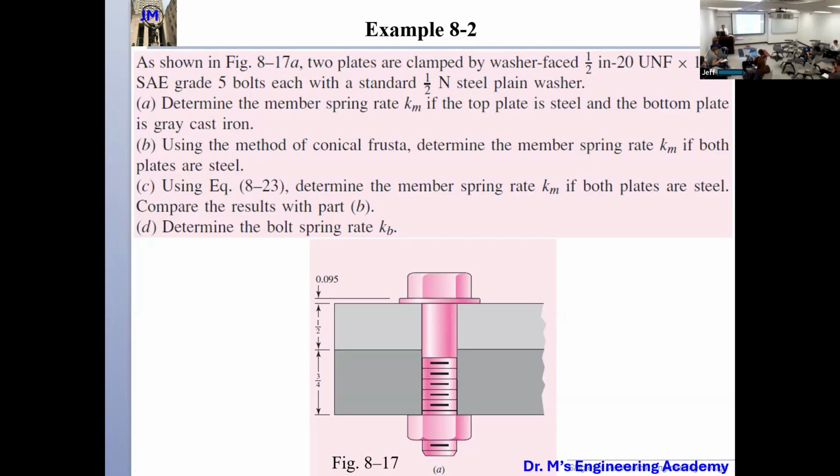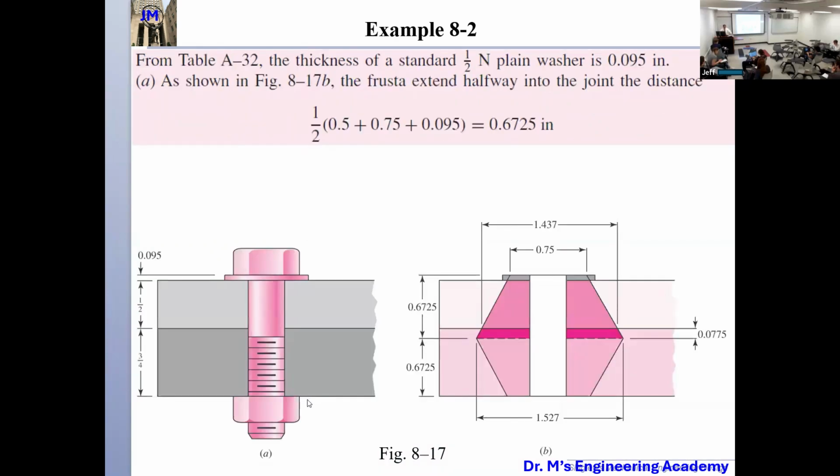Okay, and how to calculate this one? The first one, we have two different materials. Whenever you see two different materials, you must pay more attention. What you need to do is get the midpoint between the head and the knot, right?